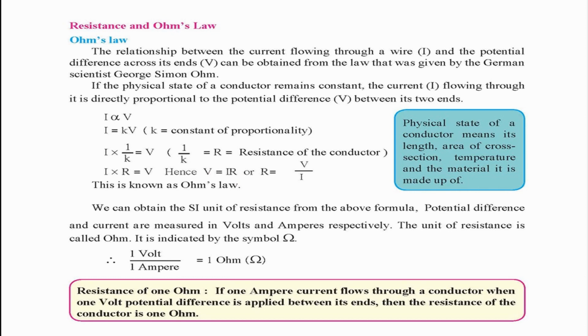So what is resistance? The resistance is nothing but the opposition provided by the atoms to the free electrons. So 1 volt upon 1 ampere will give you 1 ohm. What is 1 ohm resistance? If 1 ampere of current flows through a conductor when 1 volt of potential difference is applied between its ends, the resistance of the conductor can be said to be 1 ohm.